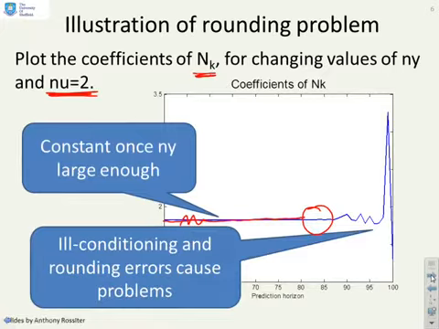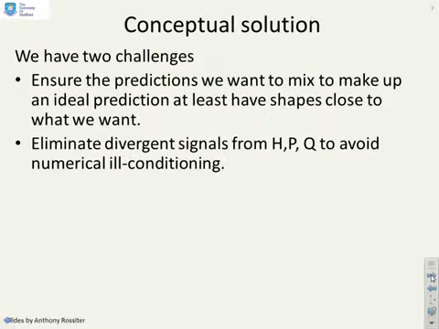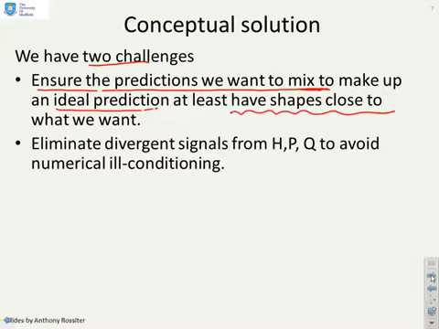So the conceptual solution. How do we deal with this fact that we've got all these mismatch of numbers, we've got a silly optimization that we're trying to mix divergent responses to get something that's convergent? So we've got two challenges. Ensure that the predictions we want to mix to make up an ideal prediction at least have shapes close to what we want. And we're going to revisit this concept in a later chapter when we give you a modern predictive control law. And we also want to eliminate divergent signals from H, P and Q so that we avoid numerical ill conditioning. So you can see there's two separate points here.